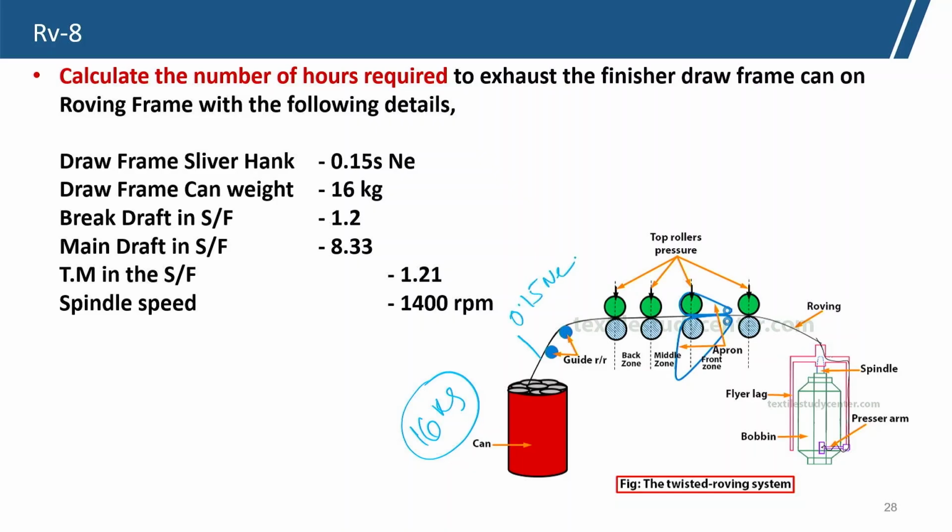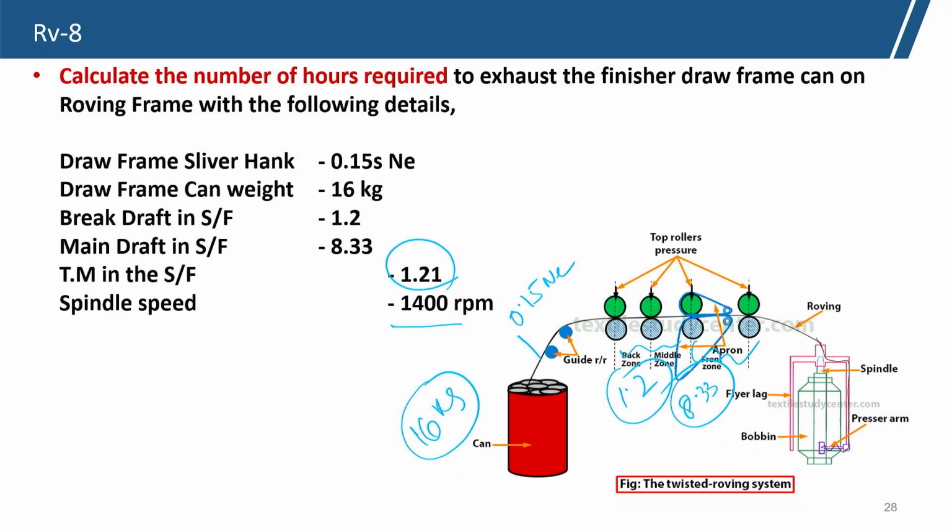Net now, draw frame sliver hank, this is a sliver hank 0.15 NE, and the draft at the back zone, it is a 3/3 system, back zone draft is 1.2 and front zone draft is 8.33. 8.33 is the front zone draft, back zone draft 1.2, and twist multiplier in speed frame, that means roving frame, is 1.21 and spindle speed is 1400 rpm.